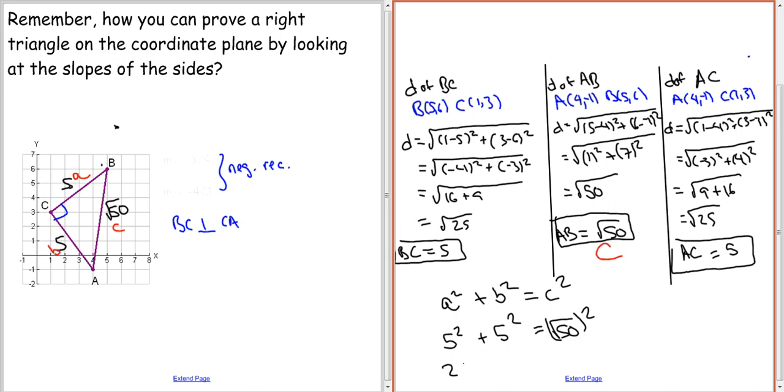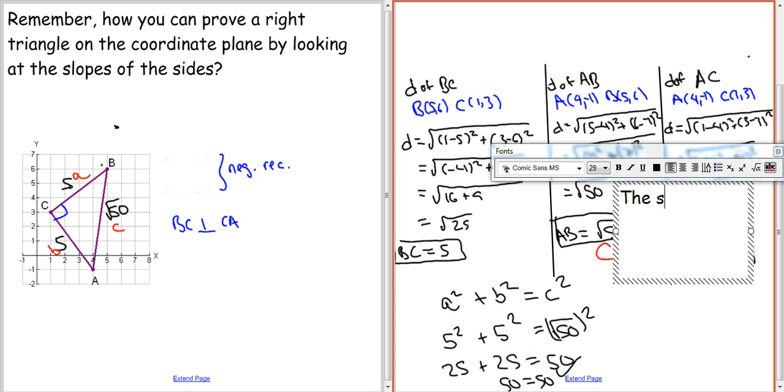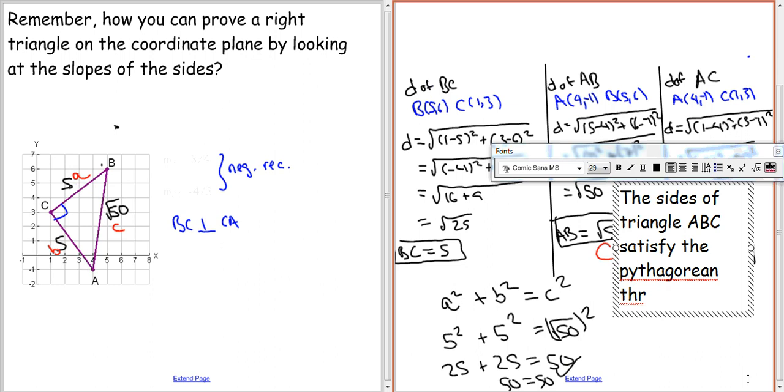5 squared is 25. Radical 50 squared is just 50. If you square a radical, you get whatever's under it. 25 plus 25 is 50. 50 equals 50. So there you have it. I'm actually gonna write it down. So you could say the sides of triangle ABC satisfy the Pythagorean theorem.